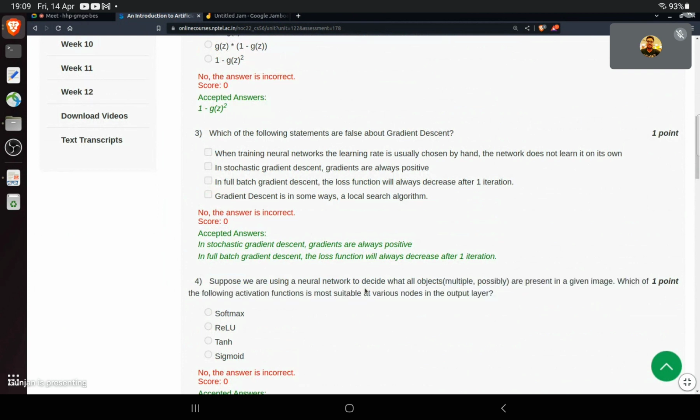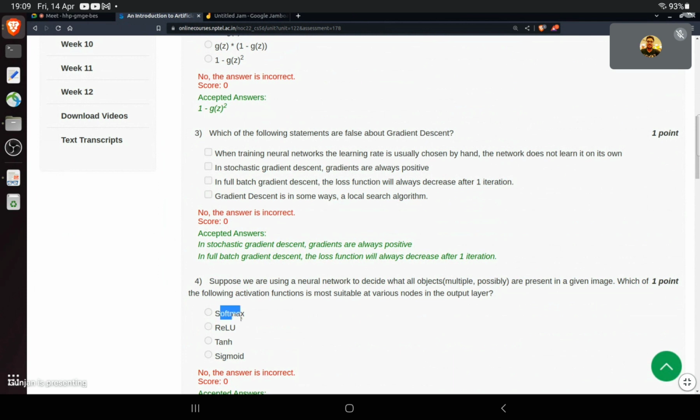So suppose we are using a neural network to decide what all objects are present in a given image. Which of the following activations is most suitable at various nodes in the output layer? Which of the following would give you the correct label? Since you are doing classification, you need a value between 0 and 1. So softmax, right? On the outermost layer, I always do softmax when you are doing a probability distribution.